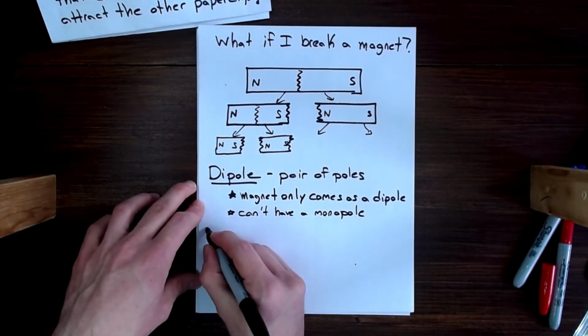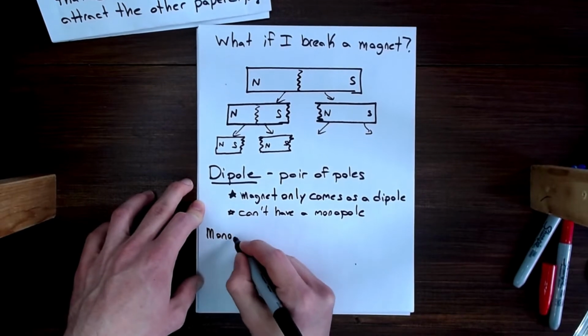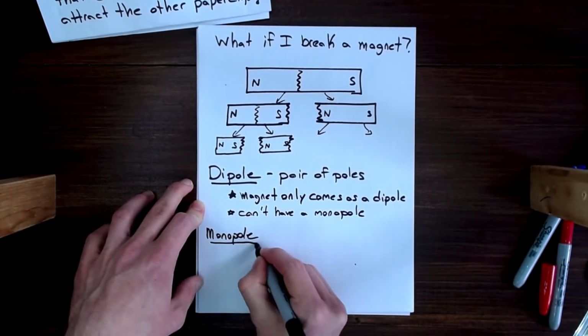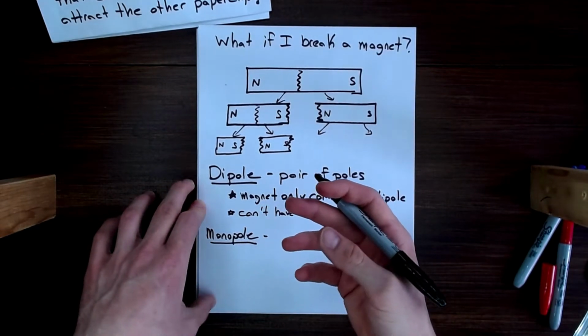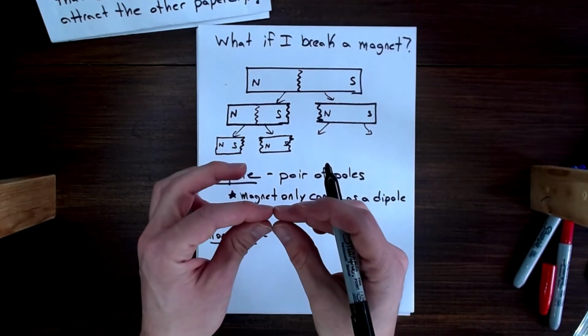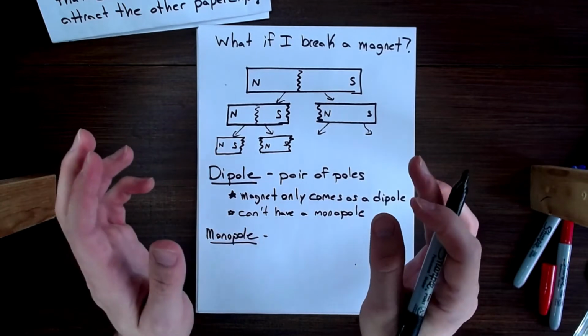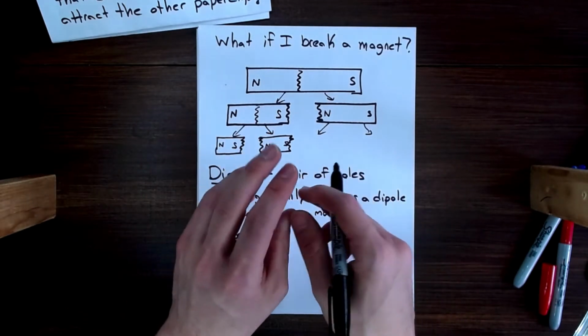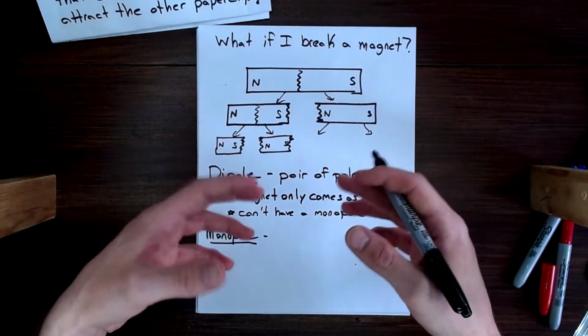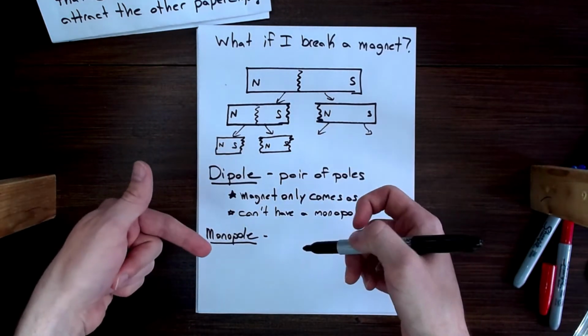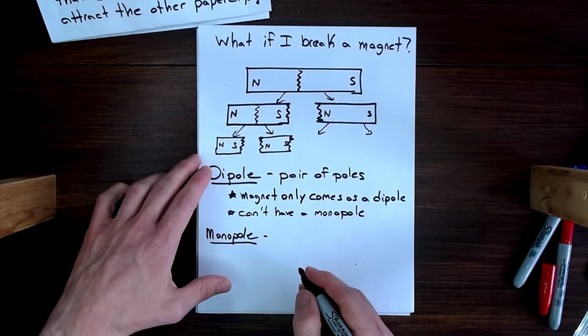Okay, but monopoles are still important. Not for magnets as much, but for charges. We've seen monopole systems before, with something like a single electron, right? That single electron, if we're not talking about the magnetic portion of the electron, but just the charge, or a single positive or a single negative charge, is a monopole. So this is going to be a single pole.